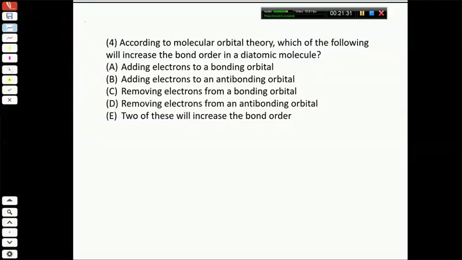So we have to remember that whenever we form molecular orbitals, whenever 2 atomic orbitals mix with each other, you're going to get one orbital that's bonding, which is lower in energy, one orbital that's anti-bonding, that's higher in energy, and then you add electrons to those from lowest to highest energy, however many electrons you have.